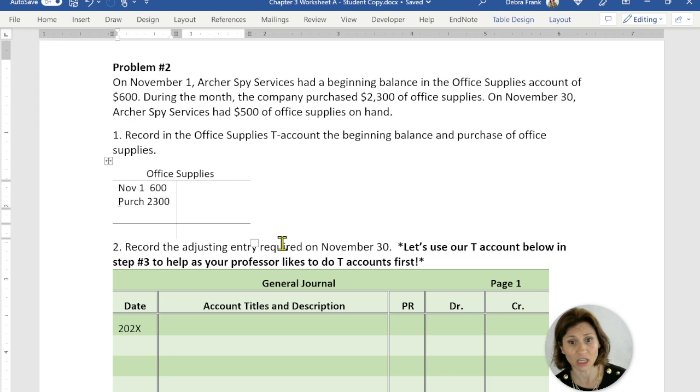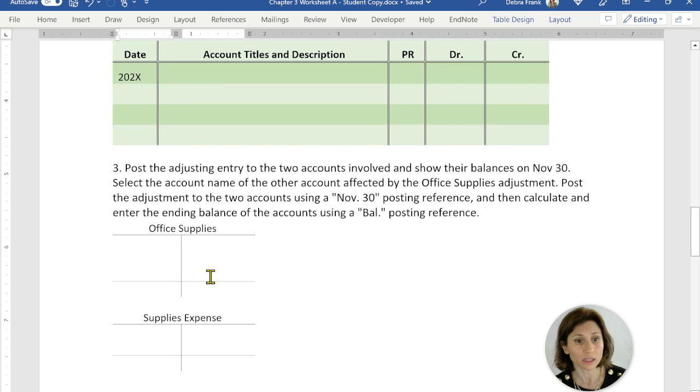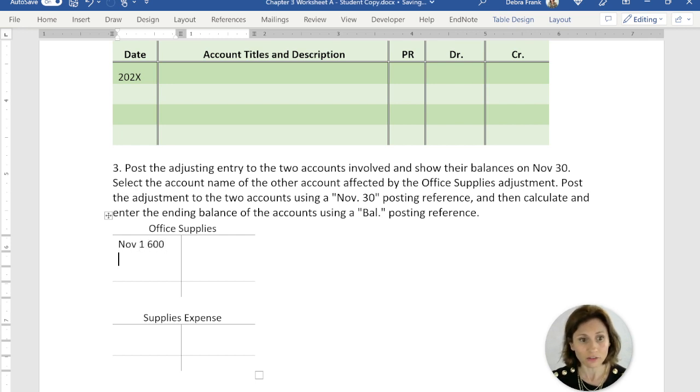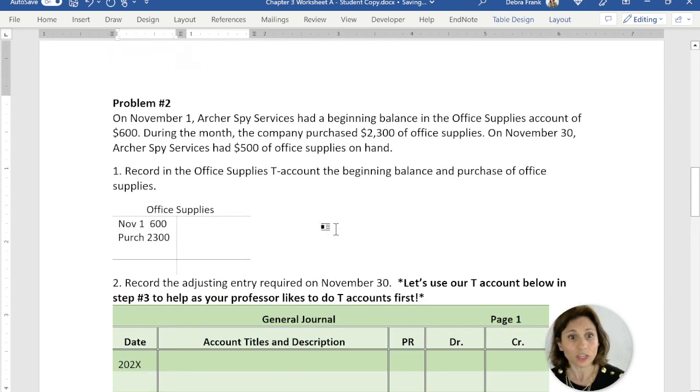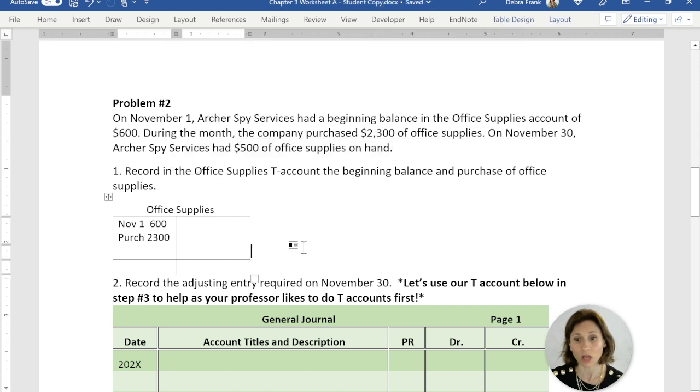I like to use the T accounts first. That is my preferred way. So let's go ahead and record basically what we just did above again. Let's record our November 1st balance, our beginning balance, and let's record our purchases. And then let's talk through what else has occurred, what else they're giving me as information. So they said here on November 30th, they had 500 of office supplies on hand. So they went and counted, hey, what do we have left in office supplies? And they said we have $500 worth of office supplies left. Okay, so that's the ending balance.